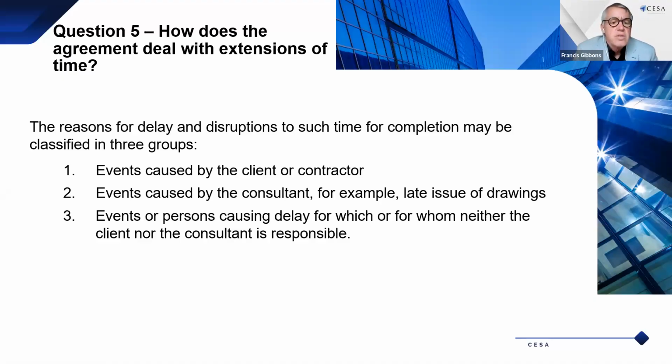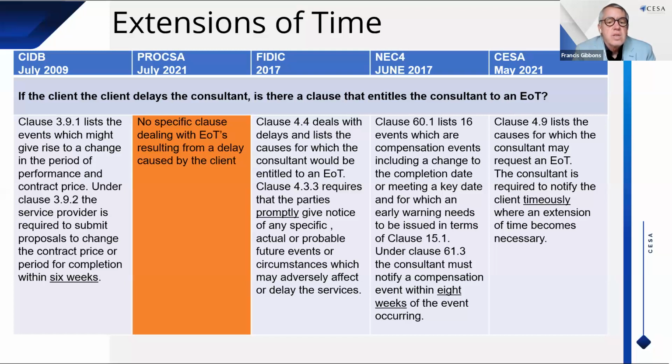How does the agreement deal with extensions of time? The reasons for delay and disruptions to the time for completion may be classified in 3 groups: events caused by the client or contractor, events caused by the consultant, for example, late issue of drawings, or events or persons causing delay for whom neither the client nor the consultant are responsible. We'll discuss these in the next slides. So if the client delays the consultant, is there a clause that entitles the consultant to an EOT? Yes, in general there is, except under PROXA, there's no specific clause dealing with extensions of time resulting from a delay caused by the client.